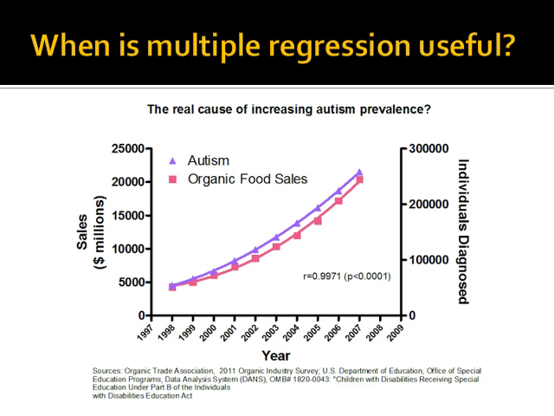Okay, so when is multiple regression useful? So you do have occasions with correlational graphs where you'll have an impact of a third variable, and if you don't look at the impact of the third variable, you'll have odd results, weird correlation graphs. Here's an example. The real cause of increasing autism prevalence: they have autism increasing year over year, and organic food sales increasing year over year, and the relationship between those two is very strong, R equals 0.99.